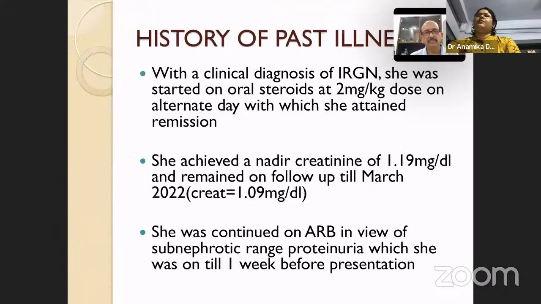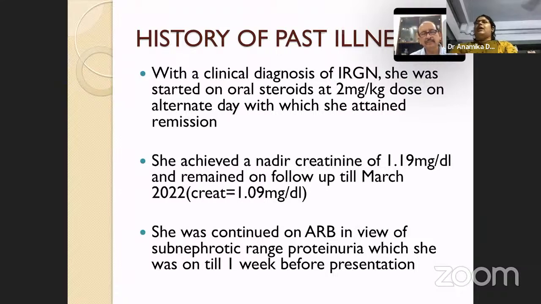So at that point of time, we kept a clinical diagnosis of IRGN, infection-related glomerulonephritis, and she was started on oral steroids at 2 mg per kg on alternate days, which was continued for 6 weeks at the same dose and then tapered over the next 6 weeks to stop it. She attained remission with that and achieved a nadir creatinine of 1.19 milligram per deciliter in 2014 itself.